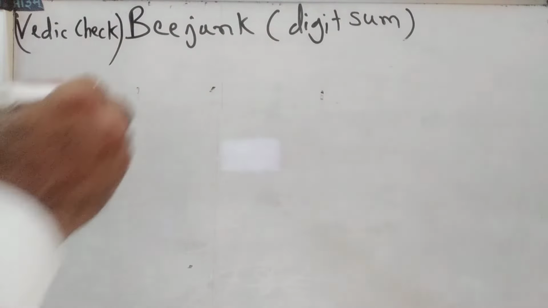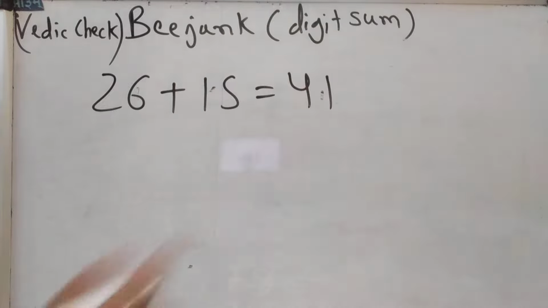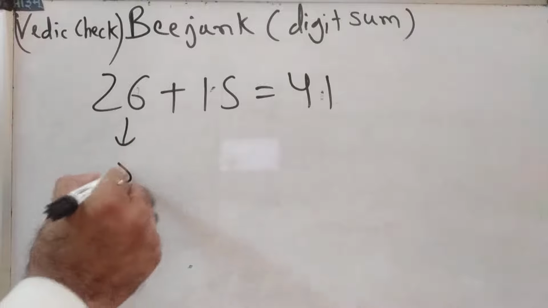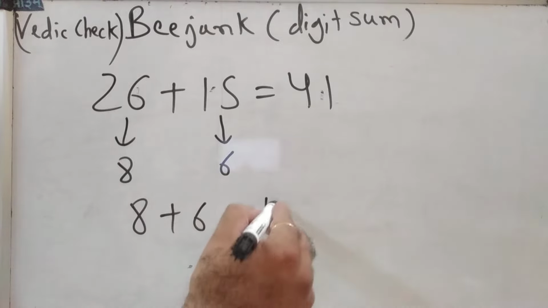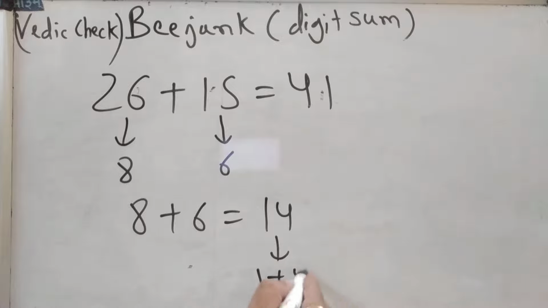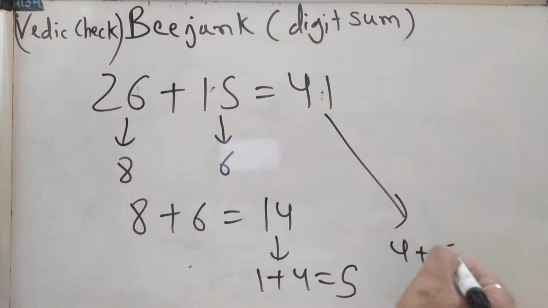For 26 plus 15 equal to 41. To check the correctness of this result of addition, first we find Bijank of 26, which is 8. Bijank of 15 is 1 plus 5, 6. And on addition of these two Bijanks, 8 plus 6, 14. 14 is 1 plus 4, 5. So Bijank of left part is 5. Also we see Bijank of right part is 4 plus 1, 5. As two Bijanks are equal, we can say the result is correct.